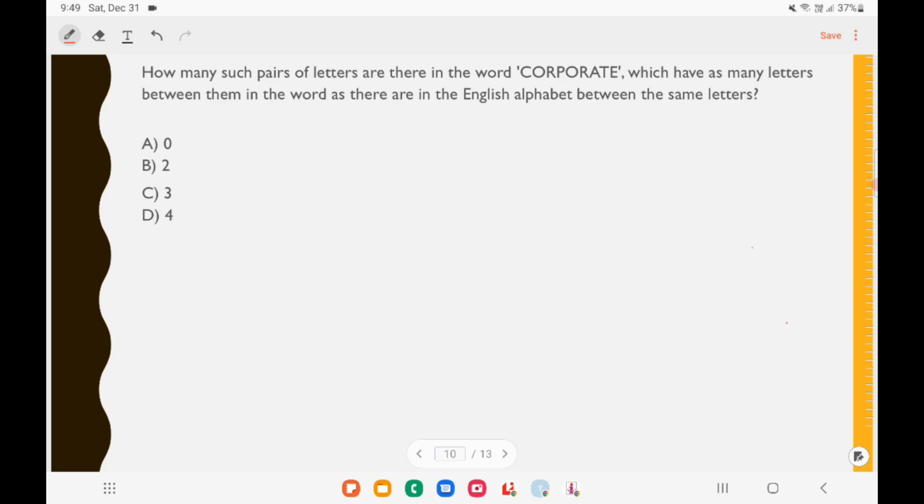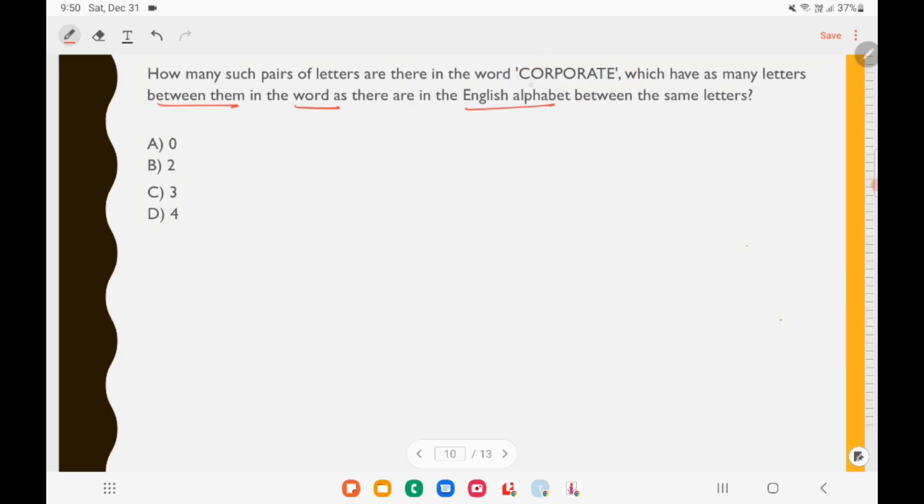How many such pairs of letters are there in the word corporate which have as many letters between them in the word as there are in the English alphabet between the same letters? So first you need to understand this question. So the question is asked like, how many pairs of letters are there in the word corporate such that there are the same number of letters between them in this word corporate as well as there are between them in the English alphabet. So I will explain to you by taking an example here.